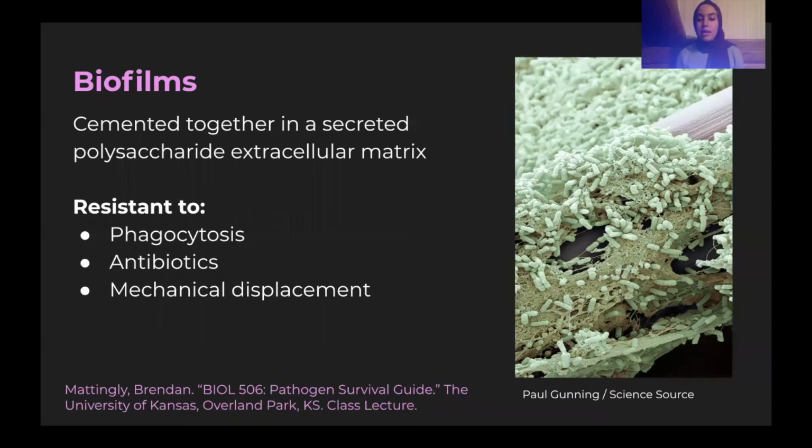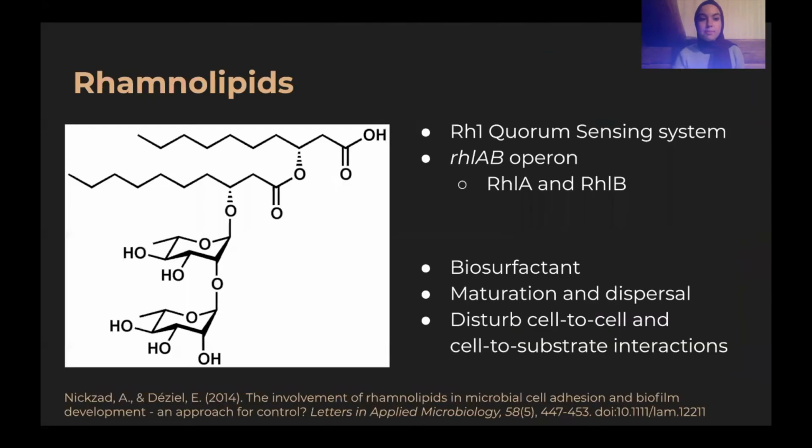Once bacteria have formed a biofilm, it's almost impossible to eliminate it. These bacteria become resistant to phagocytosis, antibiotics, and even mechanical displacement. Pseudomonas aeruginosa likes really moist environments, which are common in hospitals, for example, endotracheal tubing and indwelling catheters. So that makes this pathogen very, very dangerous in nosocomial environments.